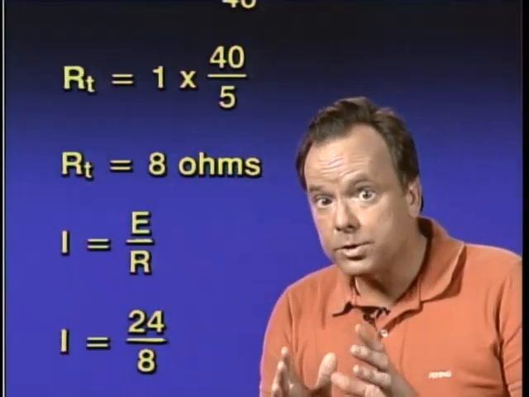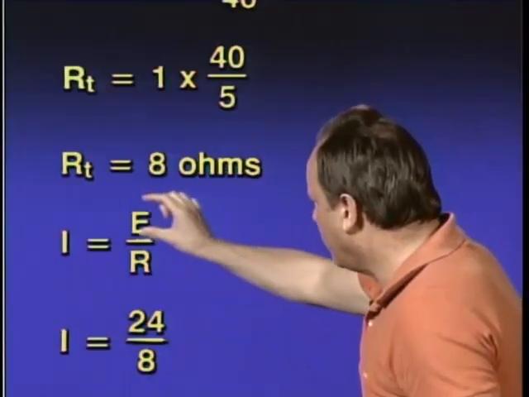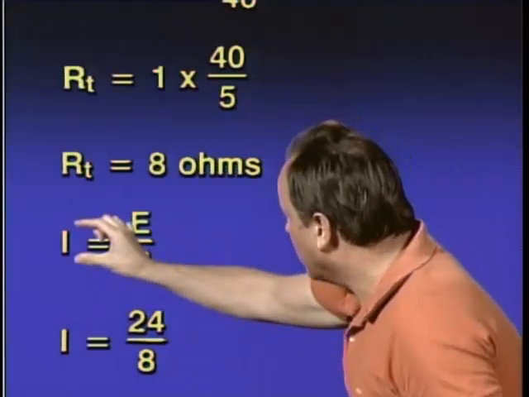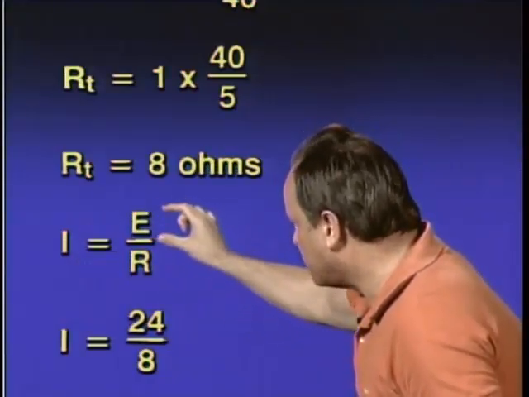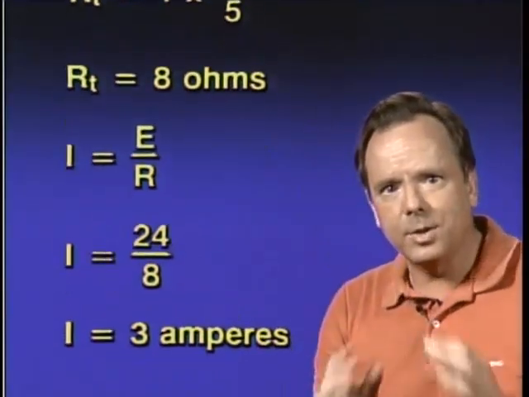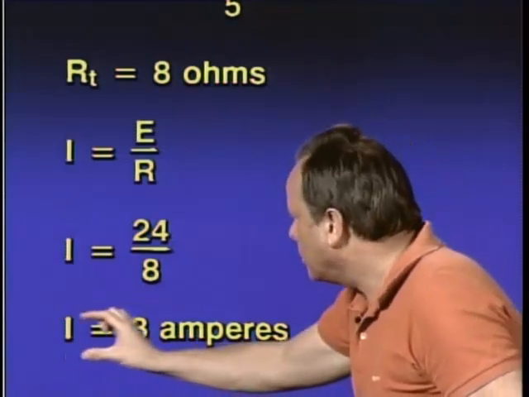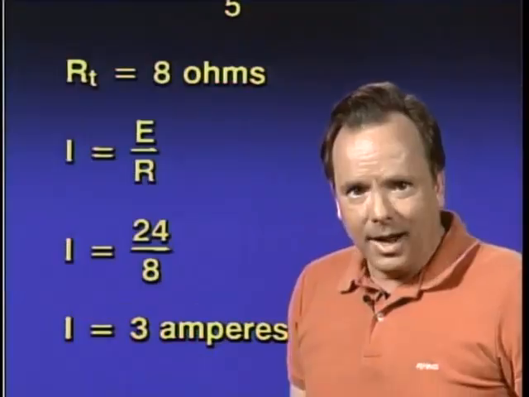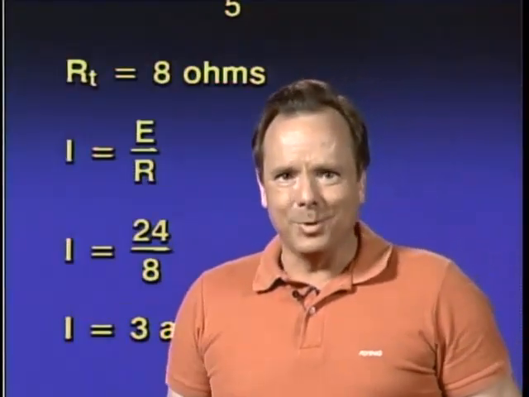Now, Ohm's law says if we know the volts, which was 24, and we know the resistance, which is 8, to get the current, all you have to do is divide the volts by the resistance. So 24 divided by 8, and we'll see what the current is. And the current on the wire between C and D was 3 amps. And that is back to an easy one again.